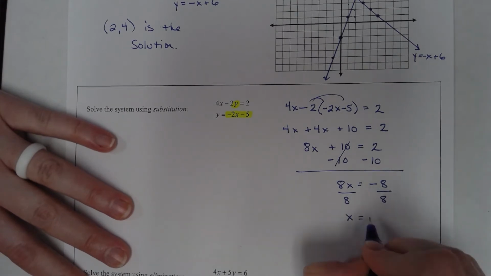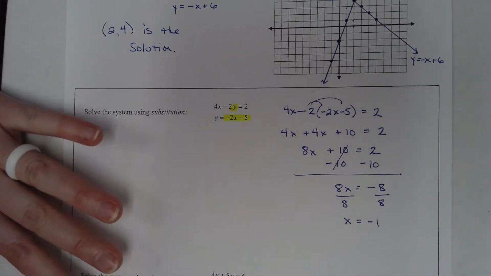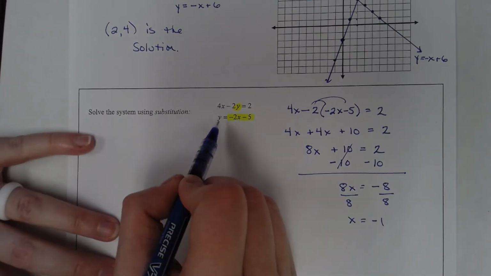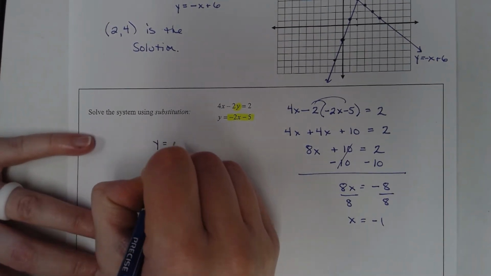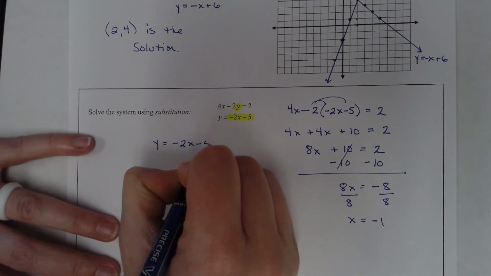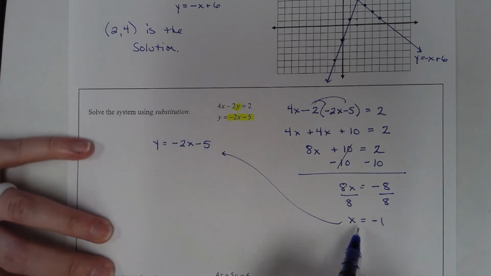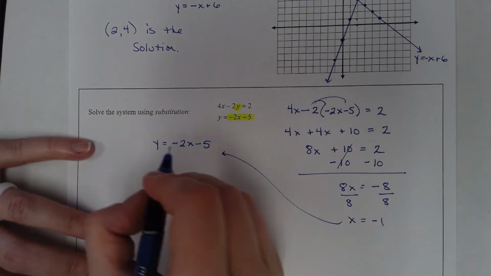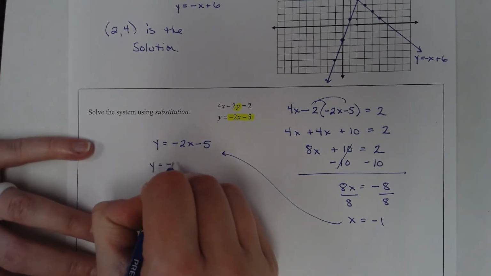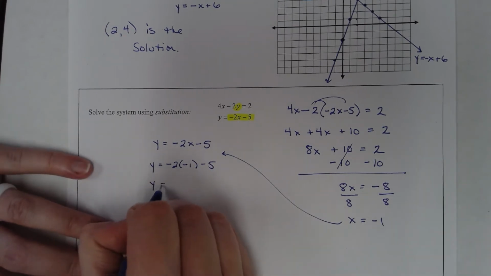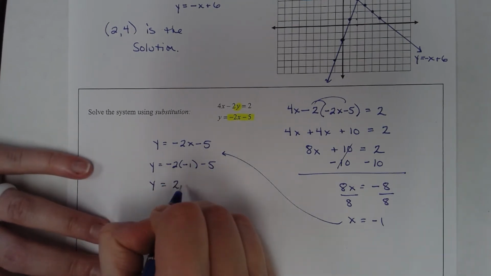Remember, if I'm going too fast, it is a video. You can hit pause. So I've got x equals -1. Now remember, that's part of my answer. I still have to go back and find y. So I'm going to pick the bottom equation. And I'm going to substitute in. X is -1, so I can stick that right in here. -2 times -1 is 2.